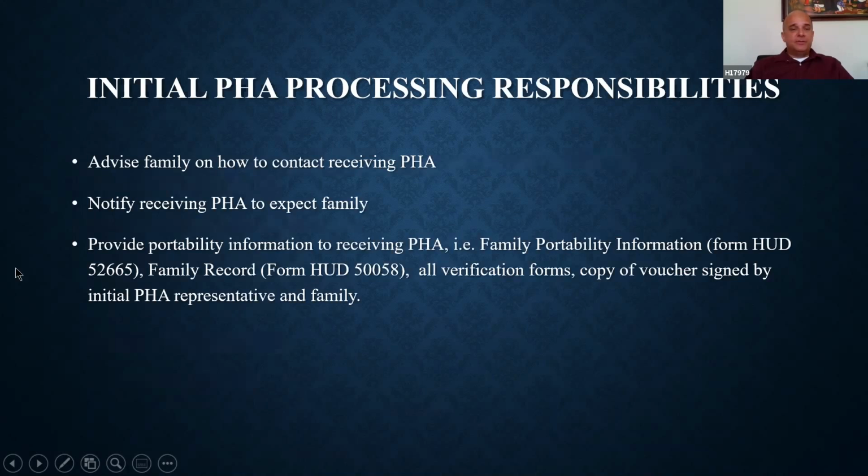A couple other things that will happen. The initial PHA needs to advise the family on how to contact the receiving PHA. I've already mentioned that the initial PHA needs to inform the receiving PHA to expect the family. And of course, we talked about this before. It is a responsibility of the initial PHA to provide certain documents. Obviously, that's going to include the family portability form, which I just showed you. It's going to include the 5058, which is the family record, and all verification forms. It's important that a copy of the voucher signed by both the initial PHA representative and the family be in that package of documents sent to the receiving PHA.